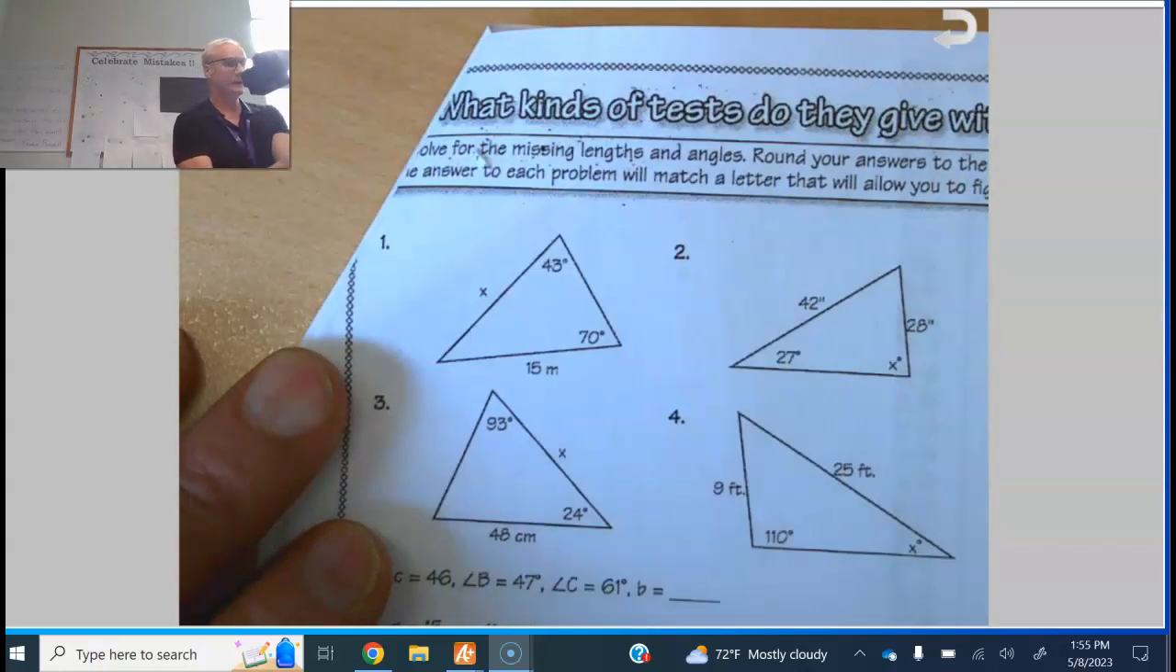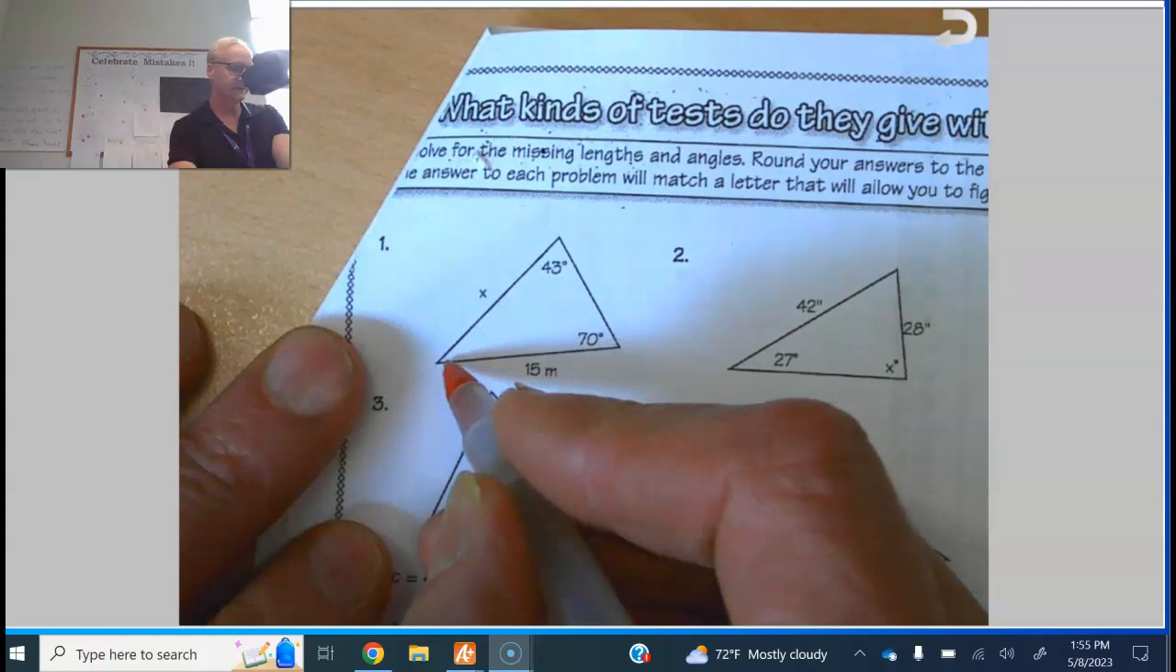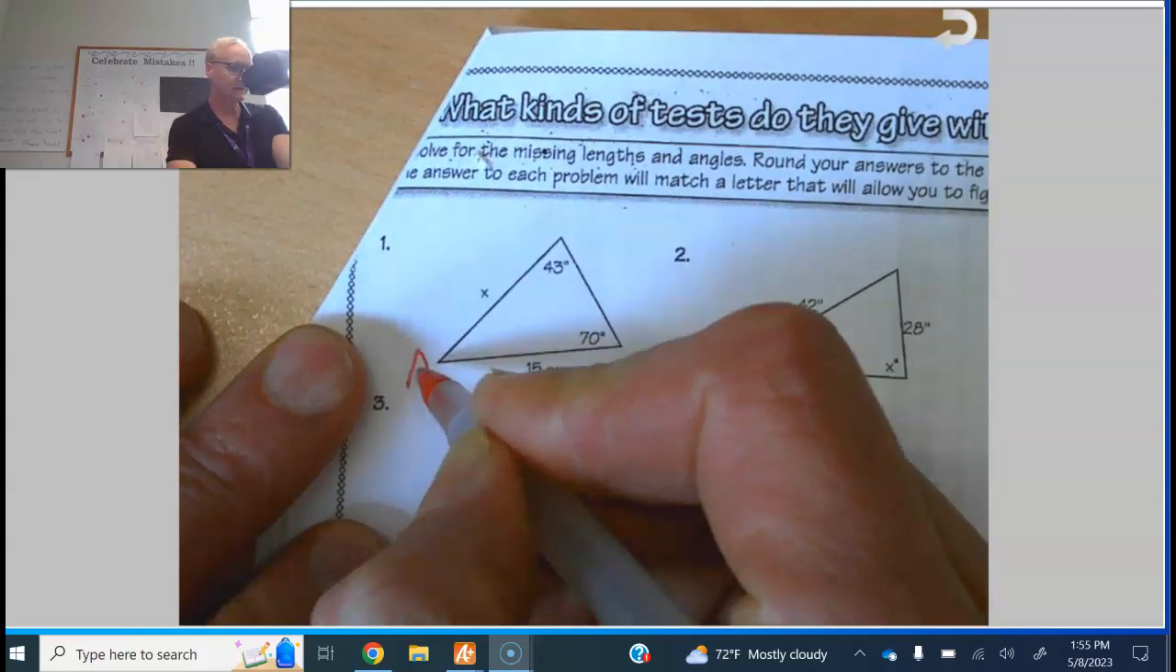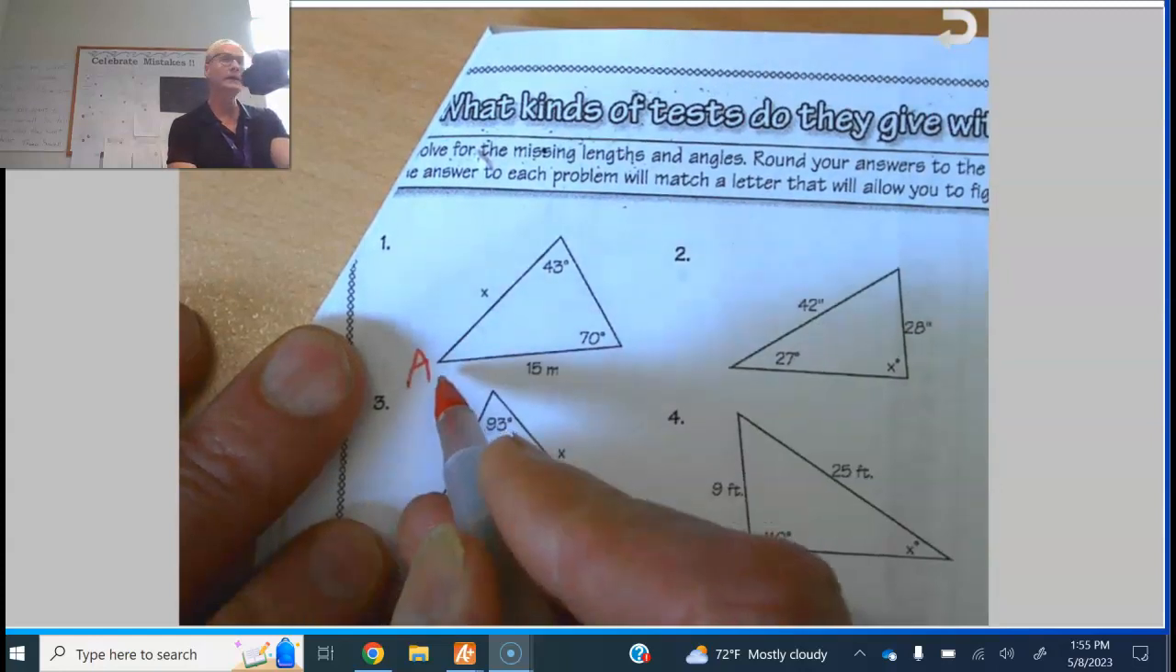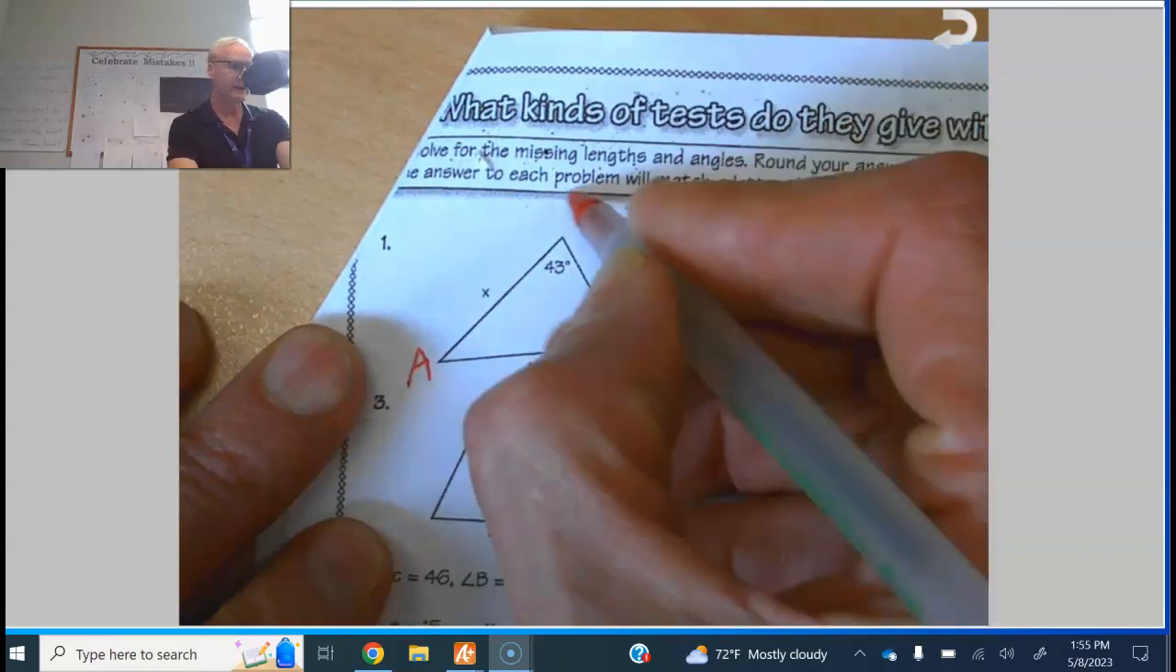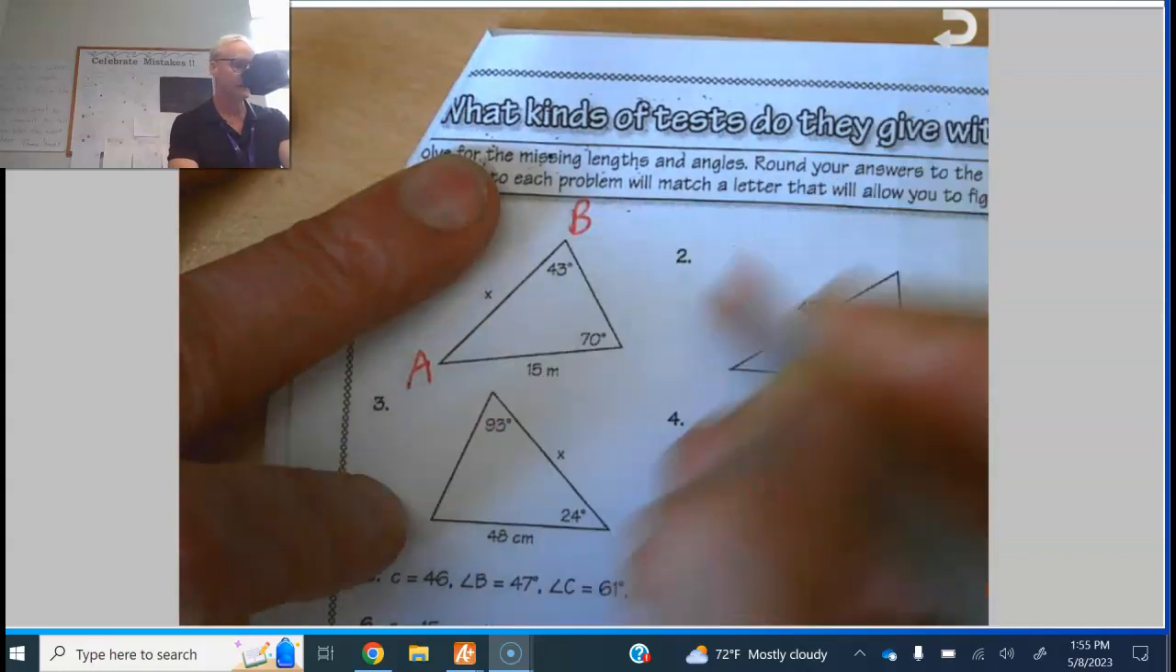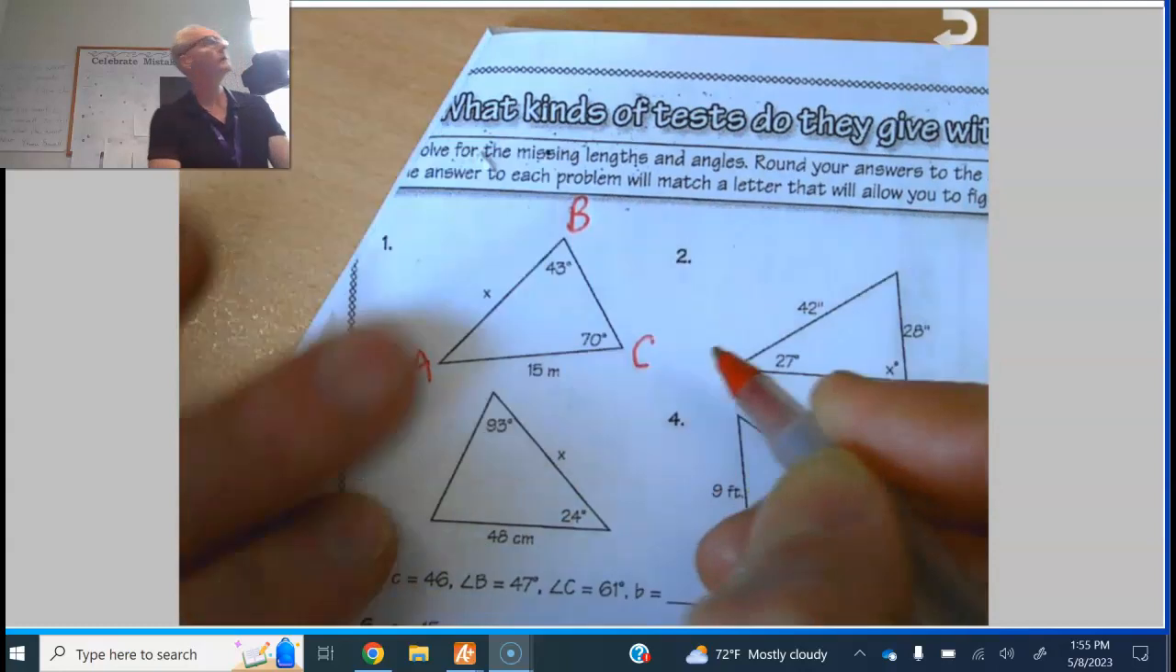I like to put my vertices on the smallest angle. I usually like to call it A. And then the next bigger angle, I call it B. And my largest angle, I call it C.